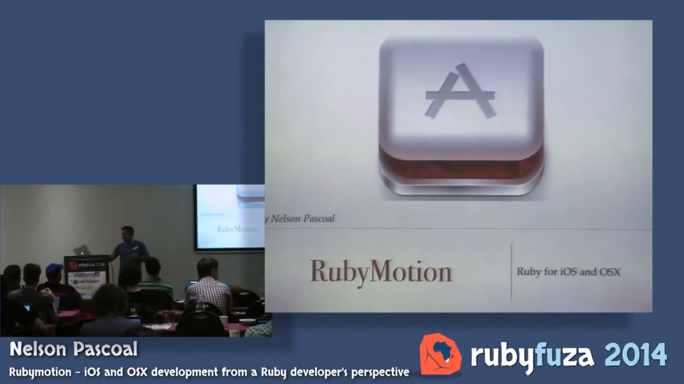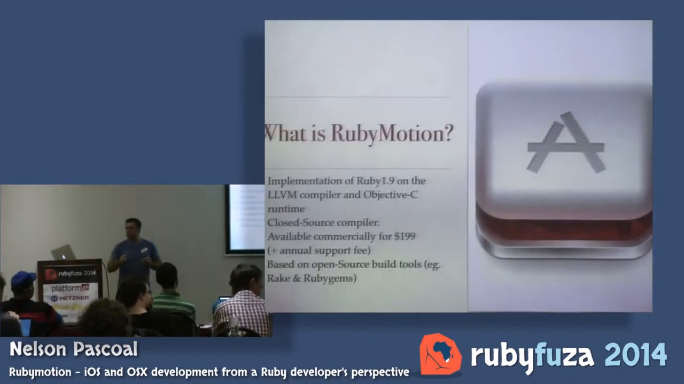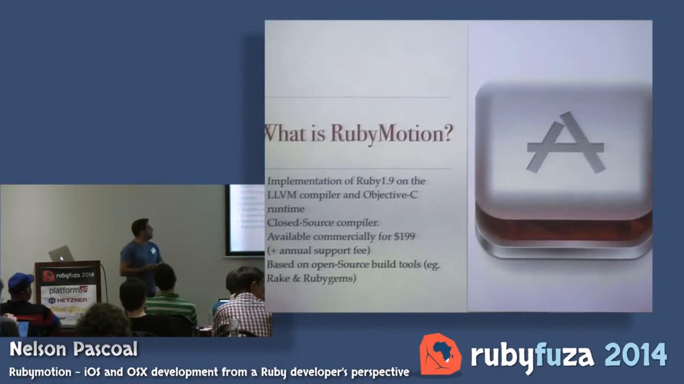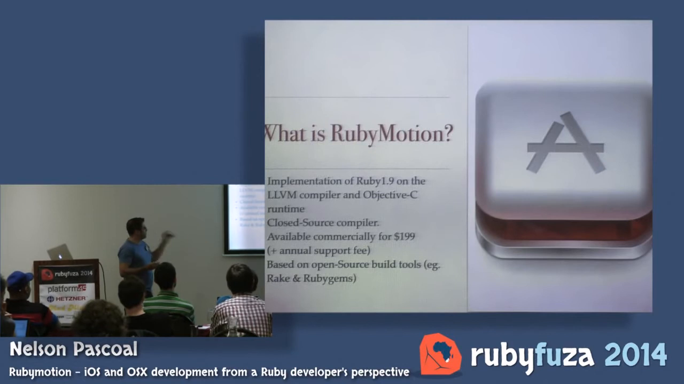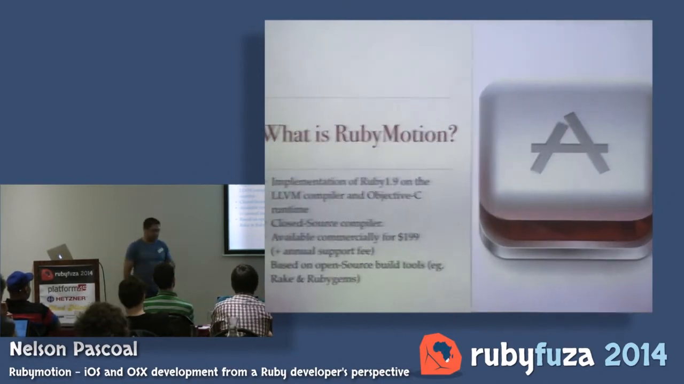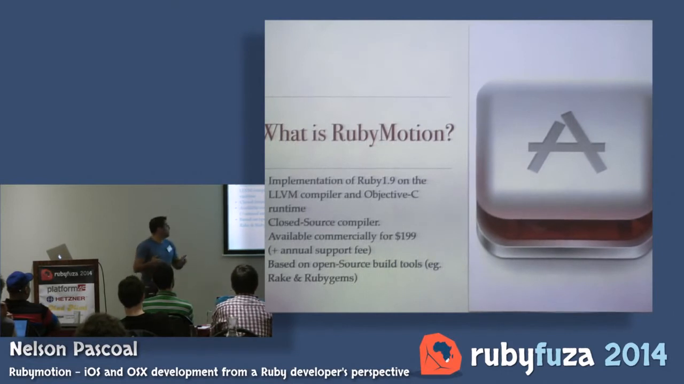Rubymotion is an implementation of Ruby 1.9, right? It's built on top of the LLVM compiler, which is the standard Apple compiler for all the Objective-C stuff. It's a closed source compiler, right? So there's nothing really open source about this environment. You do use stuff like Rake and Ruby Gems during your build process, but the compiled code is built on top of a closed source compiler.